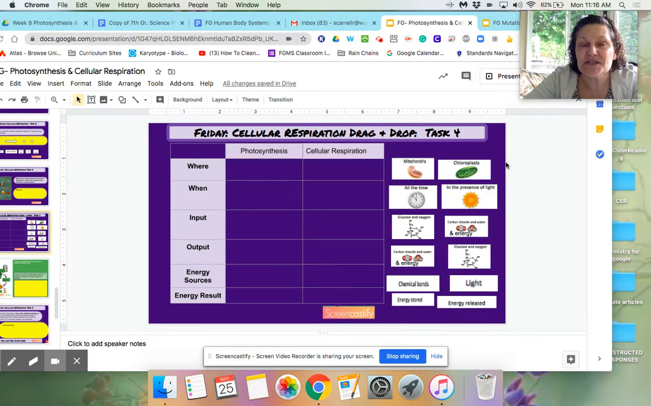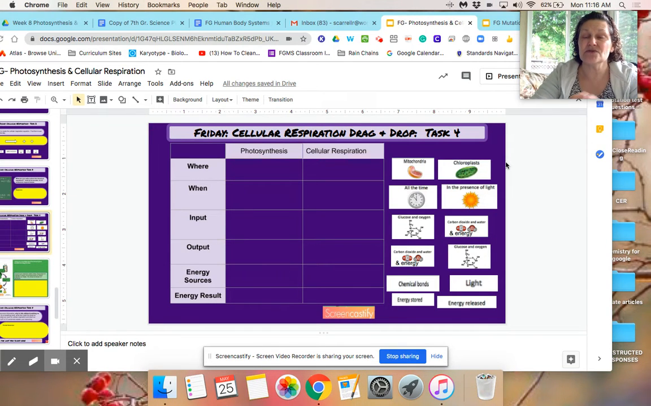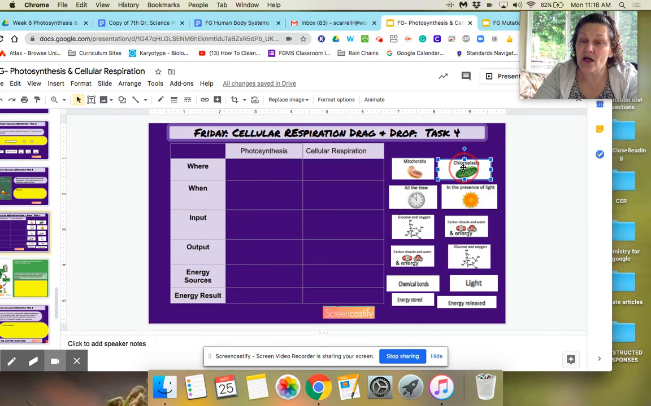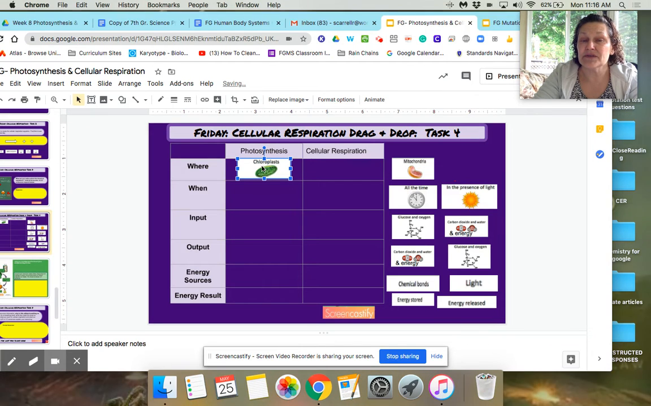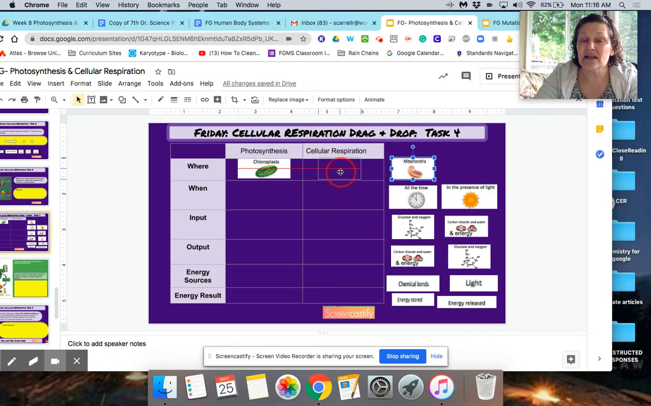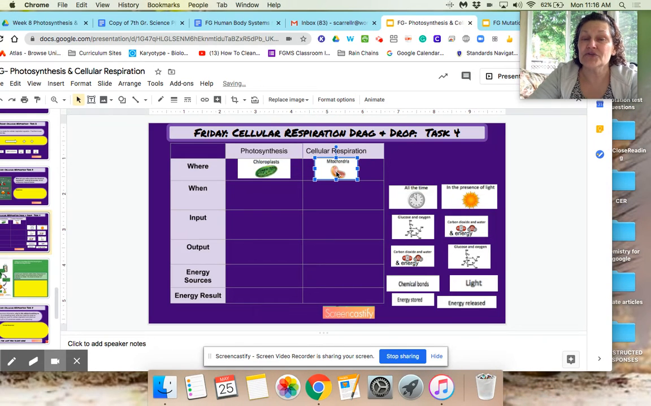Well, where does photosynthesis occur? Well, photosynthesis occurs in plants, and plants have that structure, right? That organelle called the chloroplast, and that little guy is where it occurs. Where does it occur in cellular respiration? It occurs inside the cell in an organelle called the mitochondria.